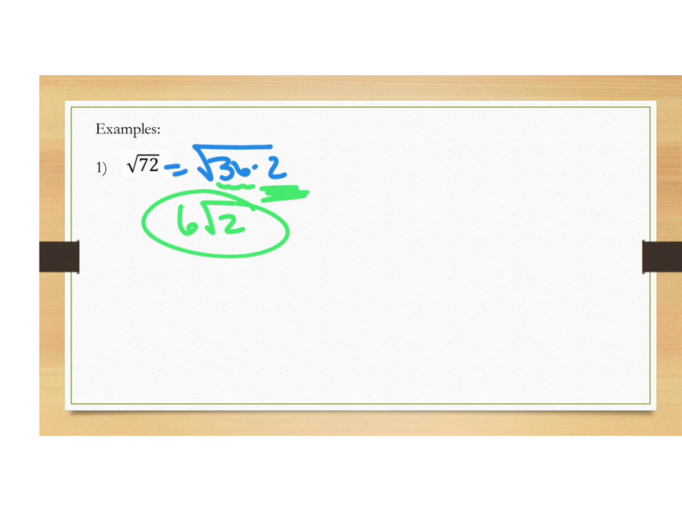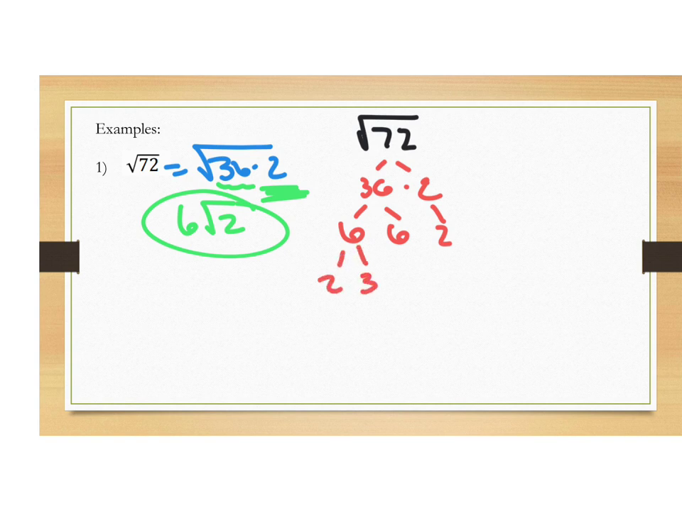Now, if you don't know all your perfect squares, you might need to do a factor tree. So I'm going to show you that you're going to get the same answer. So if we do a factor tree, let's just say I use 36 and 2 again. Well, I can break down 36 into 6 and 6 with a 2 left over. I can break down 6 into 2 and 3, 6 into 2 and 3, and then bring this 2 down. Now I'm looking for pairs of numbers. So if I look, I have a pair of 2's, and I also have a pair of 3's.